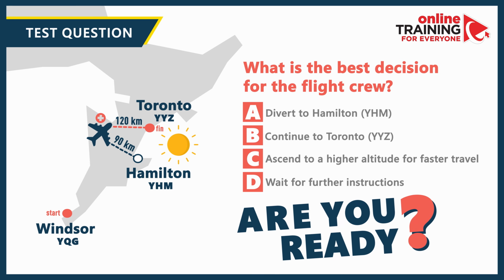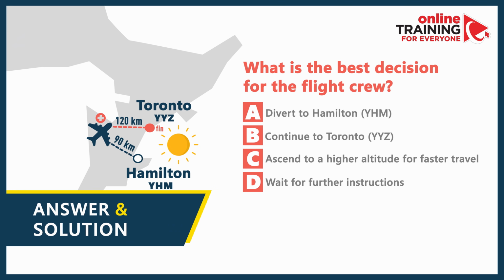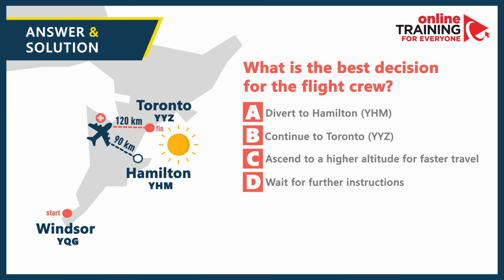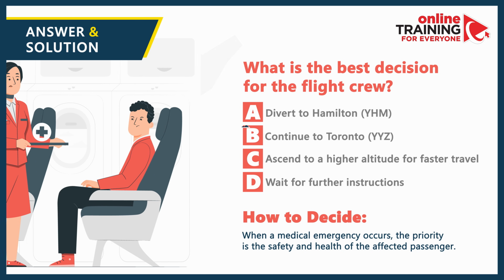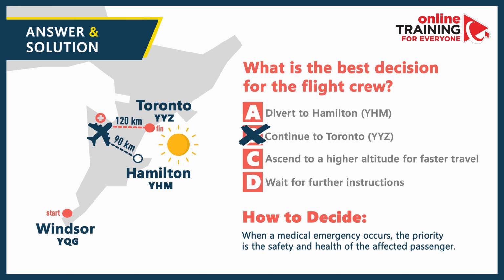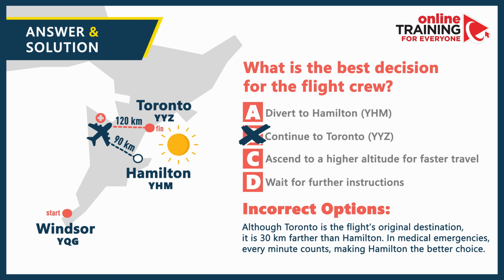Time's up. Do you have your answer ready? I hope so, because in this situation, the solution is clear and straightforward. Let's first understand the guiding principles of how to make decisions in these types of situations. When a medical emergency occurs, the priority is the safety and health of the affected passenger. This is why choice B, continue to Toronto, is incorrect. Even though Toronto is the original destination, it is 30 kilometers farther than Hamilton. And in a medical emergency, every minute counts, making Hamilton the best choice.